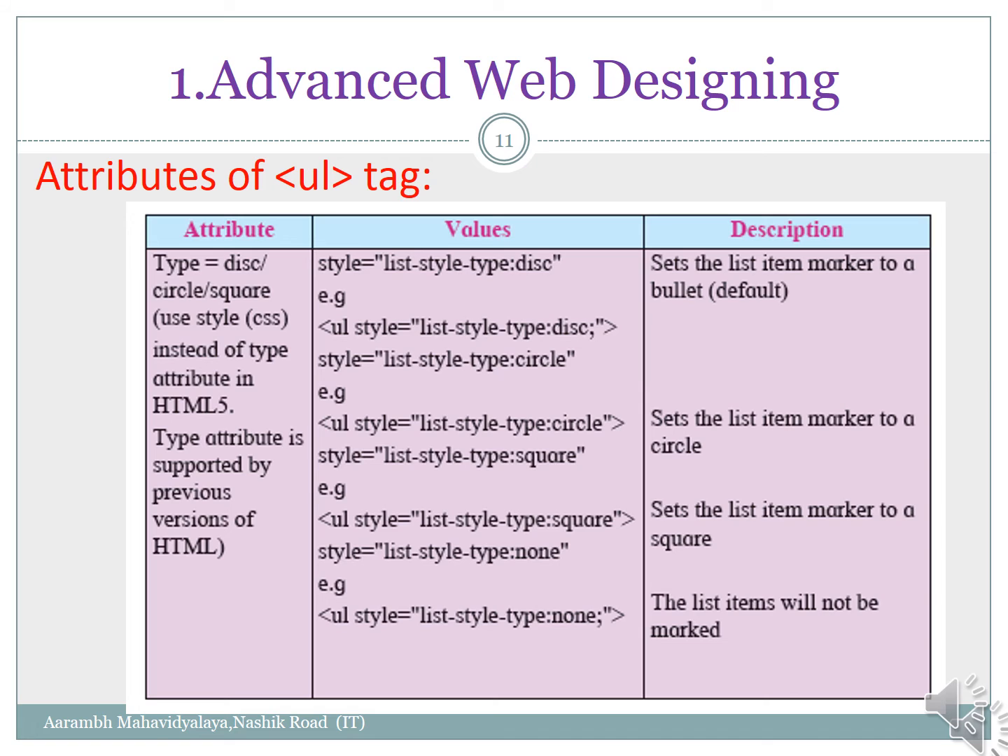First of all, let us see the disk. Whenever we have to provide the disk, we can simply provide UL type equal to disk, or whenever we have to use it with CSS, we have to use UL style equal to list-style-type: disk. Similarly, the same tag is used for circle, square and none. Let's see its examples.